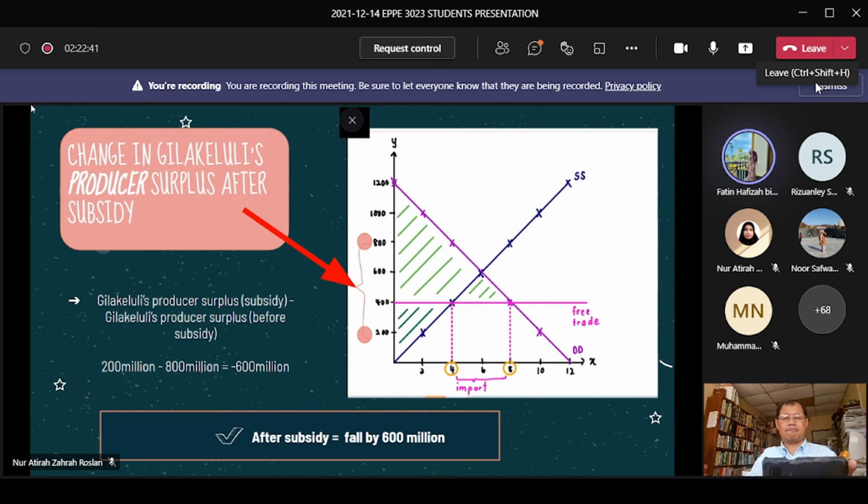After Australia government grants a $200 subsidy per ton, the change in Gila Kaluli's producer surplus after subsidy is calculated by subtracting the Gila Kaluli producer surplus before subsidy from the one after subsidy, and we will get 600 million. Therefore the Gila Kaluli producer surplus after subsidy falls by 600 million. The subsidies will hurt Gila Kaluli's firms because their producer surplus falls by 600 million.